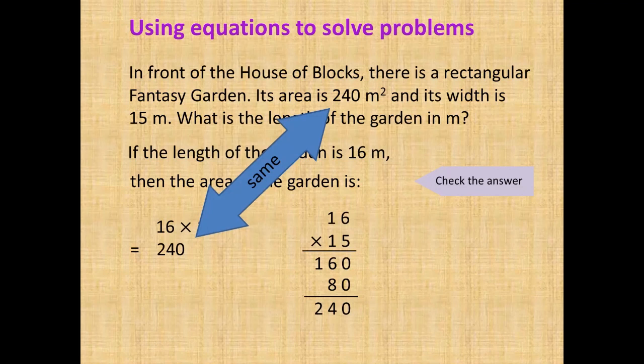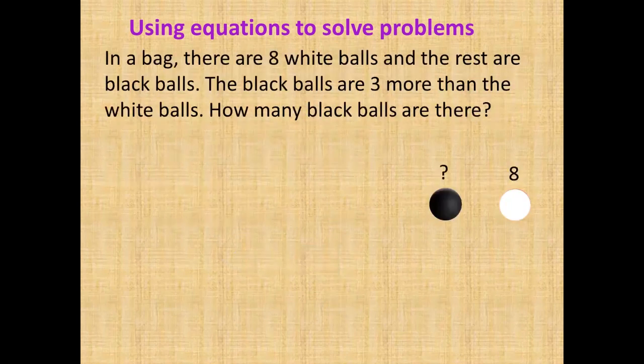Okay, so over here, it means that we have already finished the whole questions with the simple equation. Okay, so let's take a look at one more example. We have a bag, and there are 8 white balls, and the rest are black balls. The black balls are 3 more than the white balls. How many black balls are there?